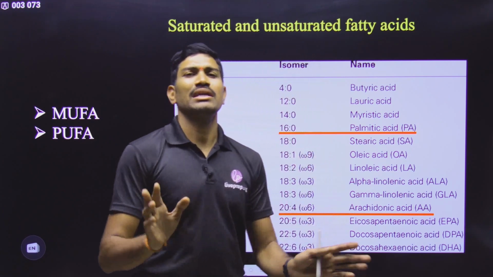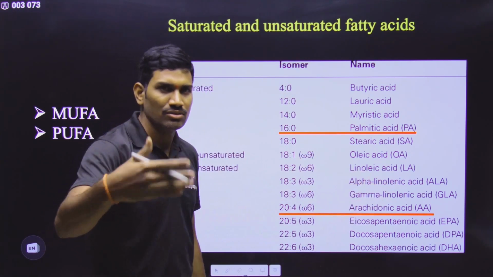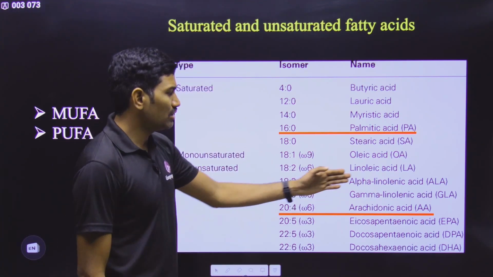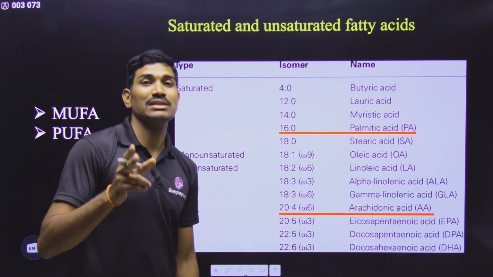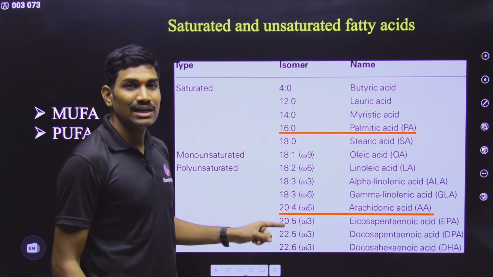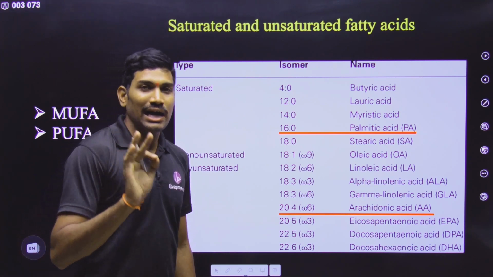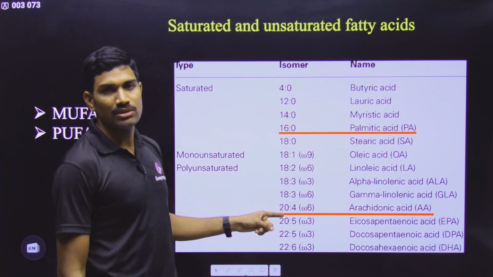In this way, so many names are present, but these were not mentioned in NCERT, so ignore this. If you can understand the concept, that is enough. You don't need to remember the names, but you need to remember arachidonic acid because they have mentioned this in NCERT. What is this arachidonic acid? Total number of carbons is 20. That means the R group has 19 carbons, but the entire fatty acid has 20 carbons.